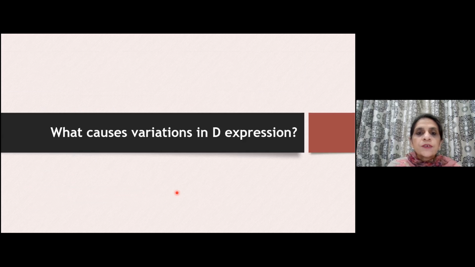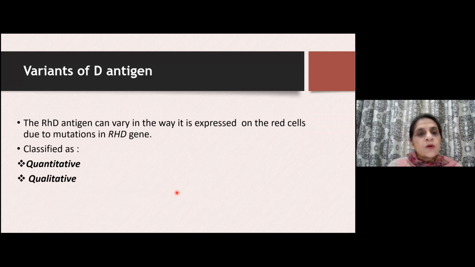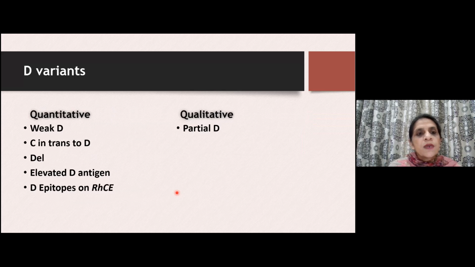Now, what causes variations in D expression? So we now come to the variants of the D antigen. The Rh antigen can vary in the way in which it is expressed on the red cells because of mutations in the RHD gene, and these variants are classified as quantitative or qualitative variants. Amongst the quantitative variants, we have the weak D, C in trans to D, the Del, and the elevated D antigen. And the last one is the D epitopes on RHCE, which includes the DR and the Crawford, which are now usually considered under the altered CE variants. And amongst the qualitative variants, we have the partial D. So we'll be discussing them one by one.